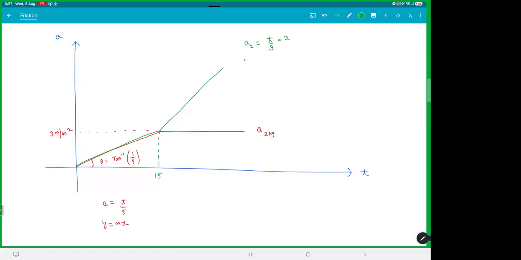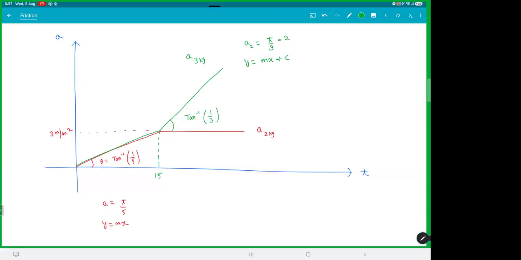This is not a line passing through the origin. Y is equal to mx plus c. So the slope has become steeper, tan inverse 1 by 3. This is the acceleration of the 3 kg block. And this is how the graph looks. So the graph looks identical up to 15 seconds and then splits, and the other slope becomes steeper after 15 seconds.